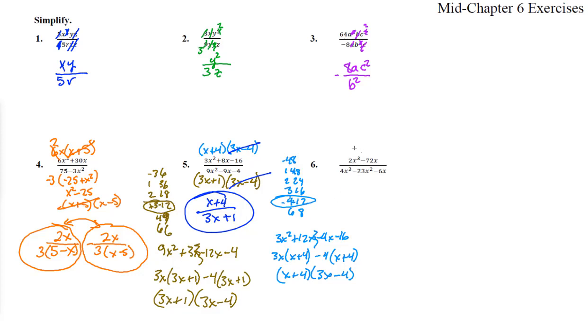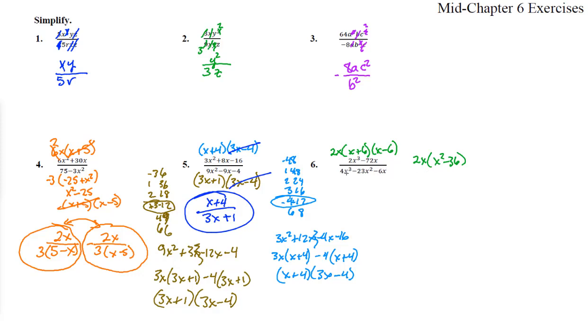Ooh, what can we take out of the top? It looks like we can take, let's do it over here, a 2x, and we're left with x squared minus 36. This is a difference of squares. So on the top here, we actually have a 2x, x plus 6, x minus 6. And on the bottom, the bottom doesn't look quite as easy to take care of. Let's try the bottom here.